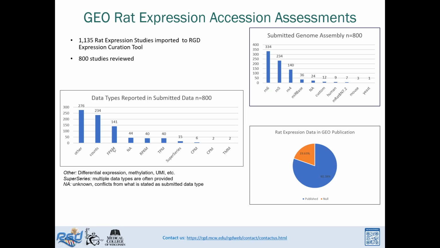The other thing you'll notice here on the left is that the types of data that are submitted to GEO are not standard. You have differential expression, FPKM, TPM. Sometimes you have super series which come in and they have multiple data types that are often provided. So displaying this data is a challenge because they're all in different units. The other thing to note is that not everything that's in GEO has been published. 20% of the 800 studies I reviewed when I was writing this talk were not published, so getting some of that extra information is a bit of a challenge.